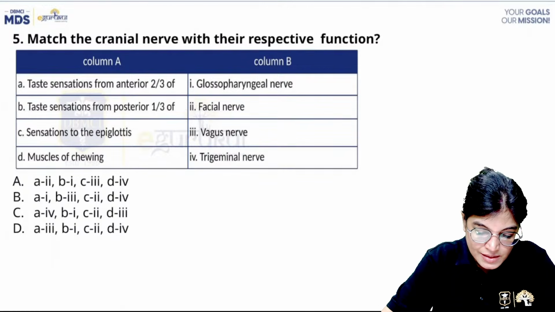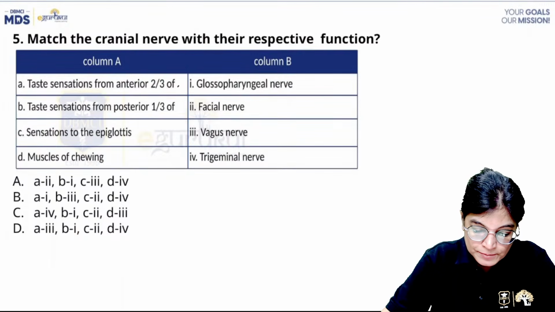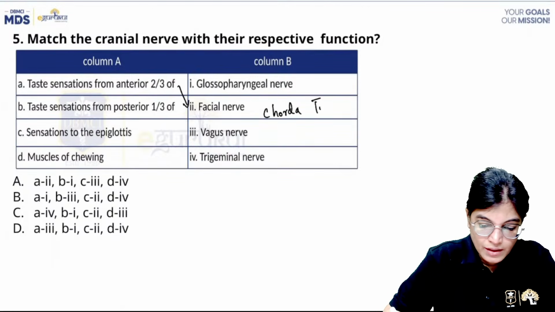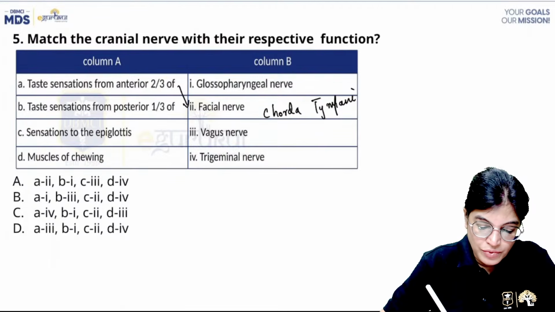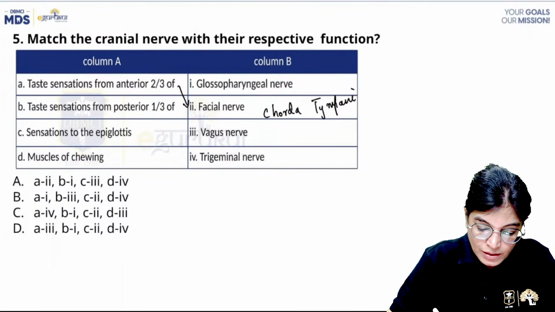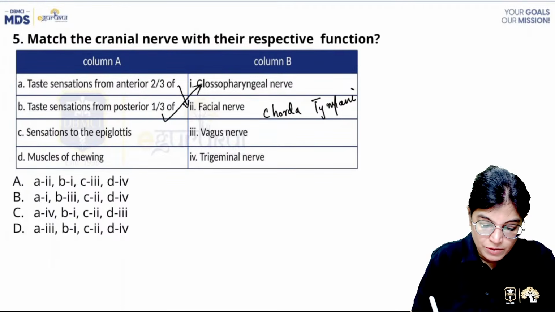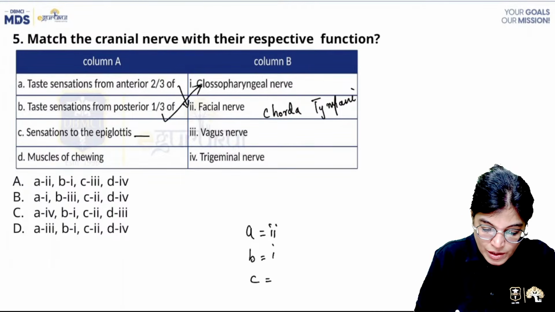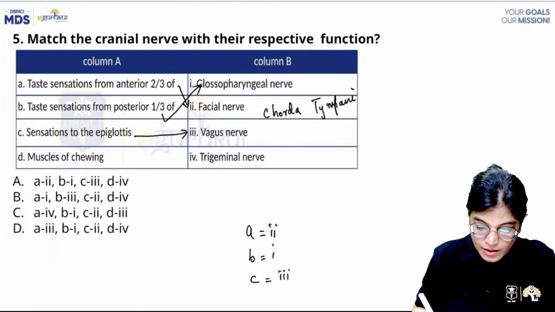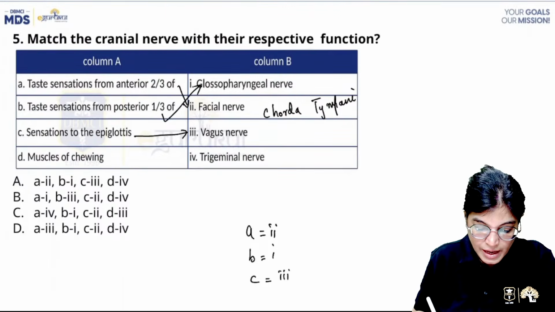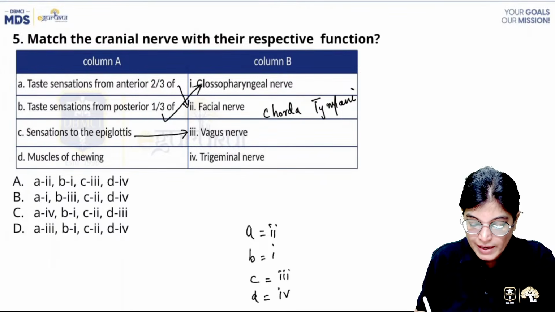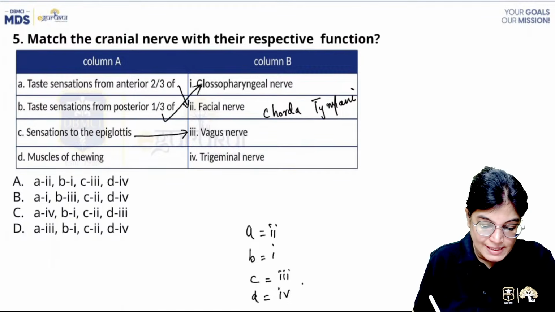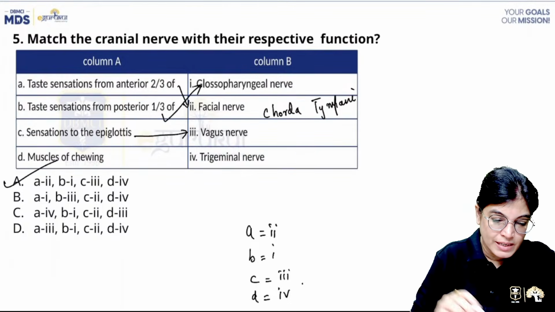So if I talk about taste sensation, it is basically carried by the chorda tympani nerve, and chorda tympani nerve is a branch of the facial nerve. Taste sensation for the posterior one-third of the tongue is carried by the glossopharyngeal nerve. So it means A is second, B is first, and C is sensation of the epiglottis, which will be from the vagus, that is the posterior most part of the tongue, and D is muscles of chewing by the mandibular nerve, that is the trigeminal nerve. That means A second, B 1, C 3. So that means A is the correct answer.